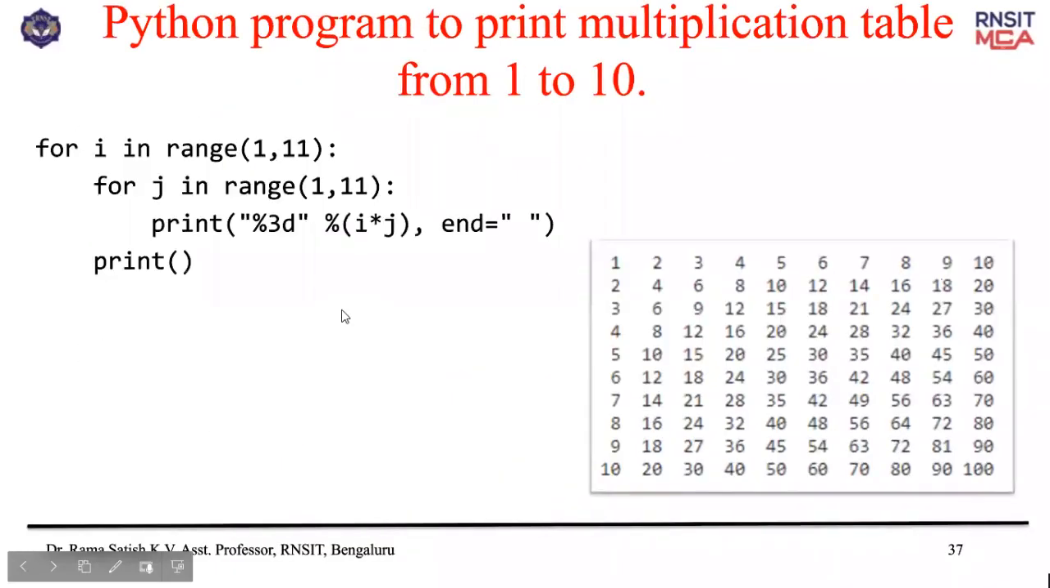Next, further, printing the multiplication table. How exactly can we print a multiplication table? Generally it starts from 1 to 10, so 1, 2, 3, 4, 5, 6. I create two for loops, an outer for loop and an inner for loop. Inside this, you are printing percentage 3D. That means a 3-character space it is giving, and inside that, the digit i into j is printing, and at the end it is printing a space. And after the inner loop, it is printing a new line character. Just print will print a new line character.